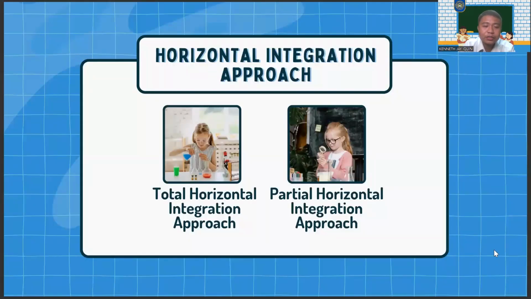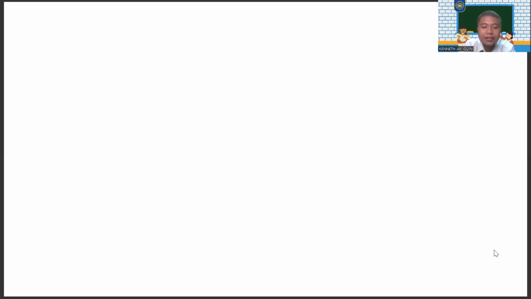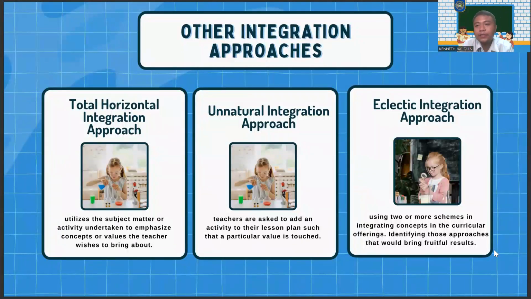Another integration approach is the horizontal. It is the integration done in one specific grade or year level. It has also two components, the total horizontal integration and partial horizontal integration. Other integration approaches specified in our lesson are the total horizontal integration approach, the unnatural integration approach, and the eclectic integration approach. From the word eclectic, these are the combinations of different approaches.